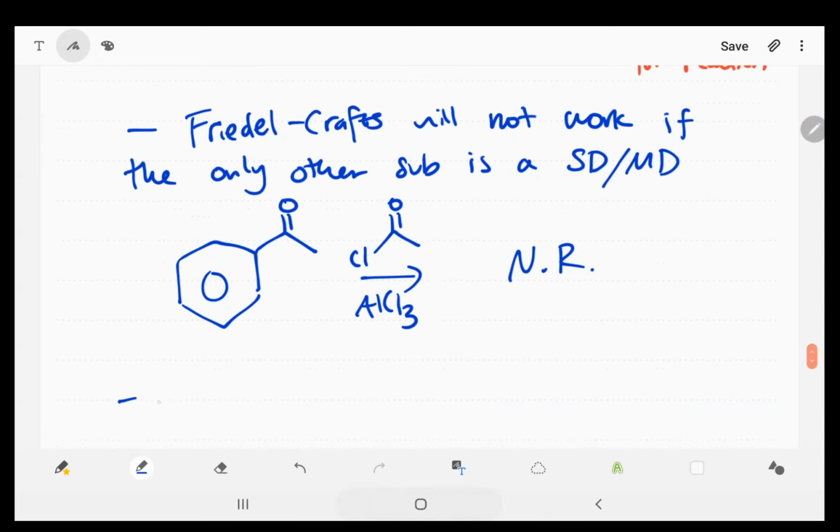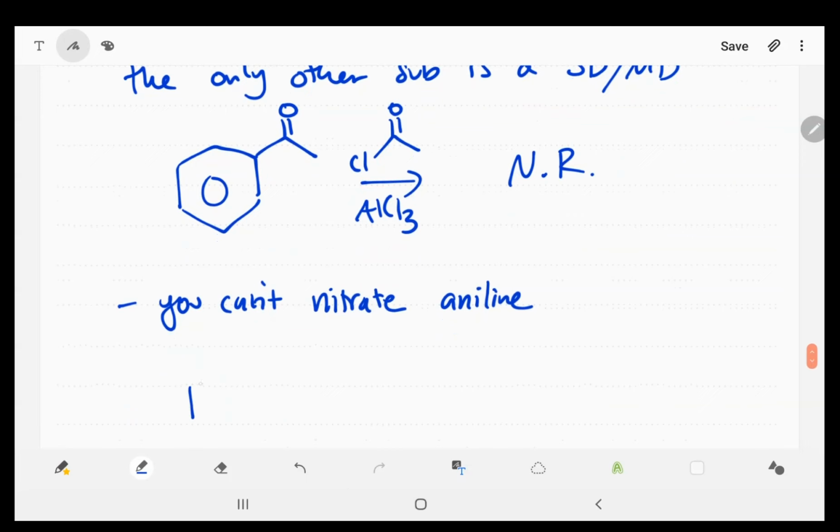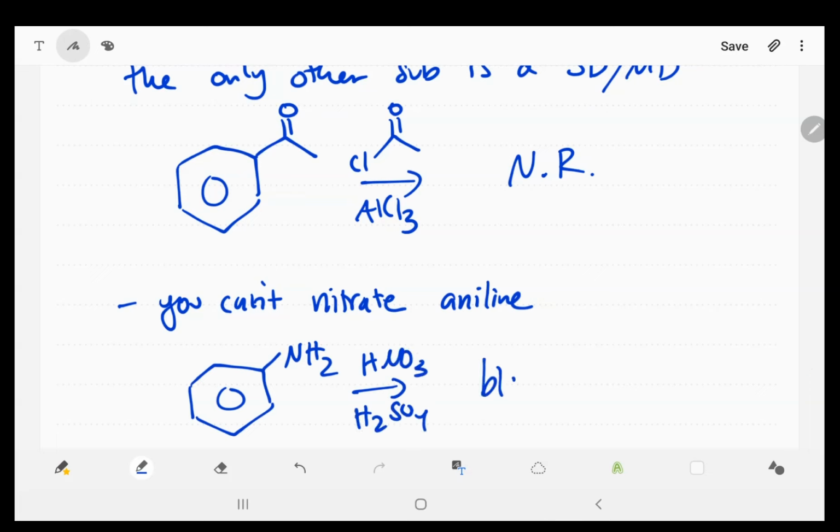And then the last one is, you can't nitrate aniline. So aniline, if you try to do this, you're going to get some sludge. You will not end up getting your nitro group on the para position or whatever. It's just not going to work. Because the nitric acid is going to oxidize the amine there, and we're going to end up with all sorts of weird, crazy stuff that's just going to become this gross sludge.